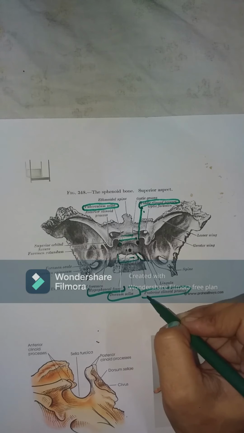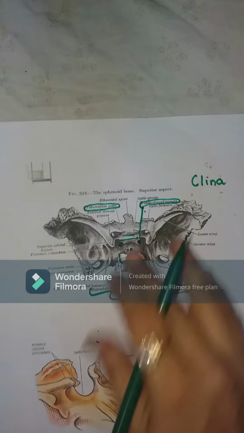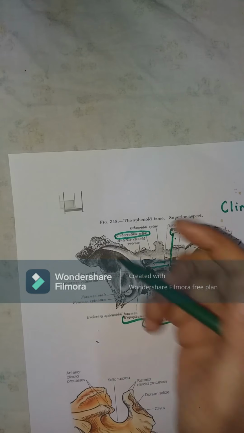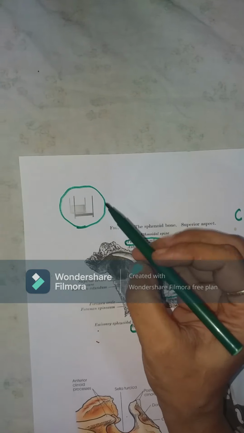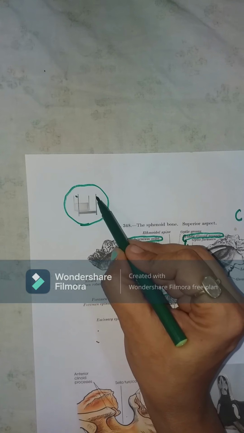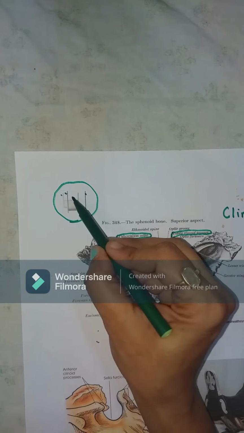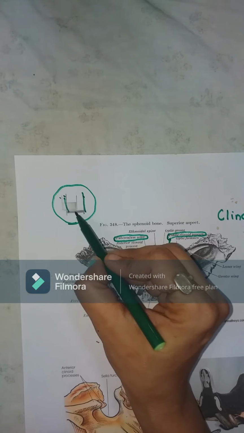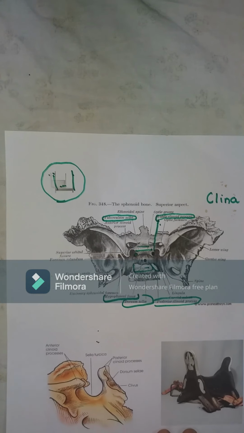Clina, C-L-I-N-A, refers to a poster bed. What is a poster bed? See in the inset, this is the poster bed. So these clinoid processes are like a poster bed. They are like elevations by the side of a depression. So that is why they are named these processes.